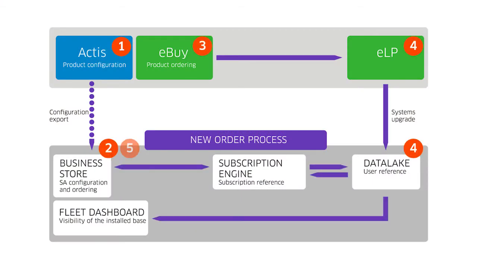This scheme will present a 5-step process that will be explained during this tutorial. Step 1. Business partner does their own ACTIS product quotation tool configuration. Step 2. Business partner will use the ACTIS quotation tool to configure a service quotation in the business store. Step 3. Business partner orders the products.